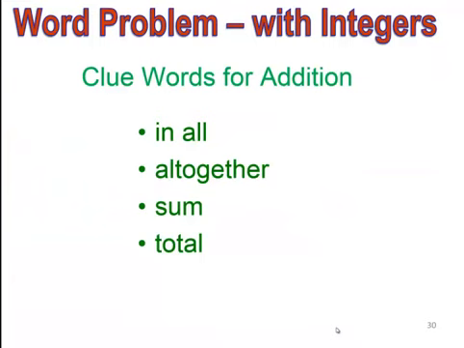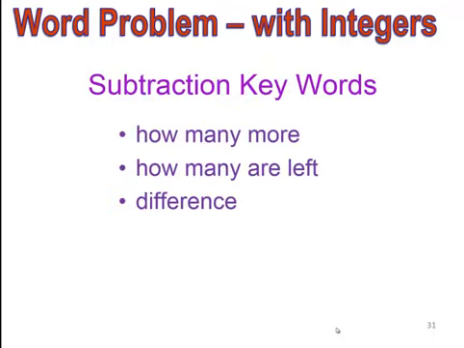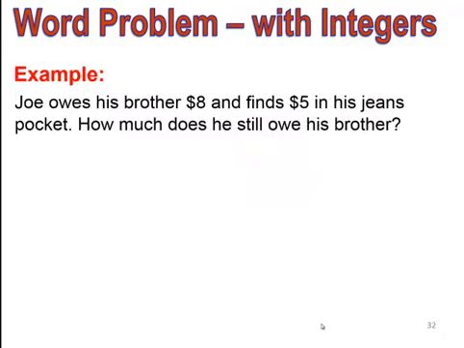So some clue words for addition. If you see in the word problem it says in all, together, sum, total, it means that we're adding things together. If you see keywords like how many more, how many are left, the difference, these words indicate that we're performing subtraction. So let's do an example here.